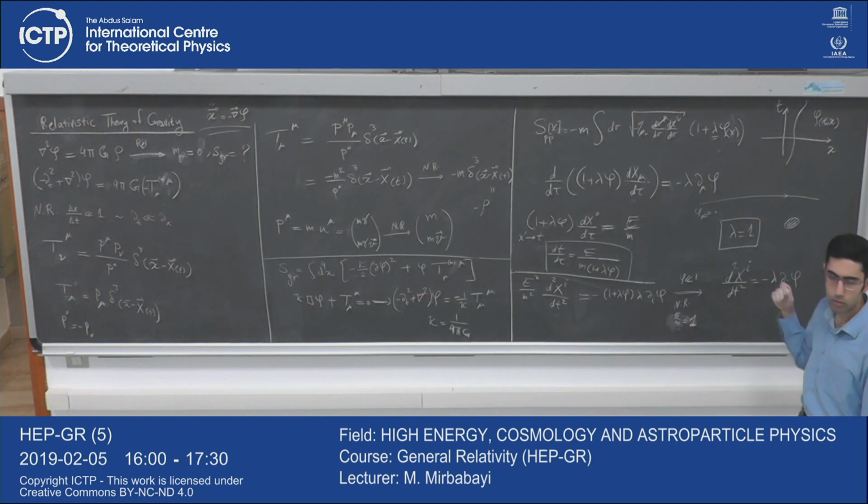Now we can perform a cross check once I fix lambda. So at this point, what have we seen? What we saw is that this point particle in a background gravitational field will have an equation of motion, a trajectory, which in the non-relativistic limit correctly reduces to the Newtonian result.